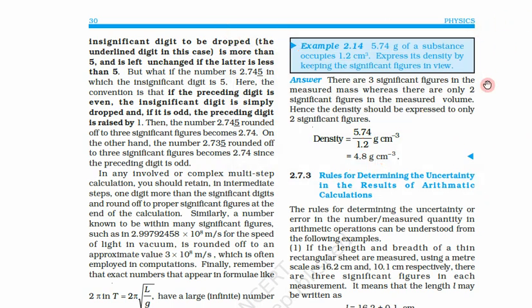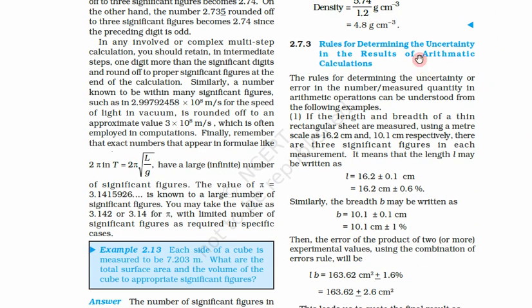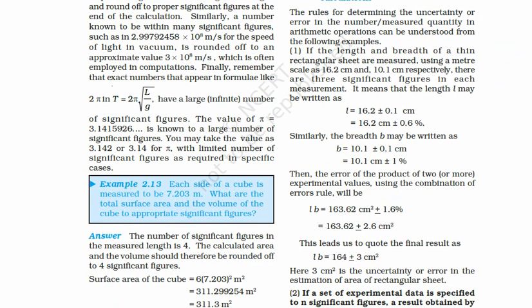This is our answer. Now, rules for determining uncertainty in the result of an arithmetic calculation. So now we are going to see what the rules for this are. Previously we learned how to measure error in a number, especially when we are doing some arithmetic operation, that means plus, minus, multiplication or division. Now we will learn how to express those numbers in proper format. So let us understand with this example.